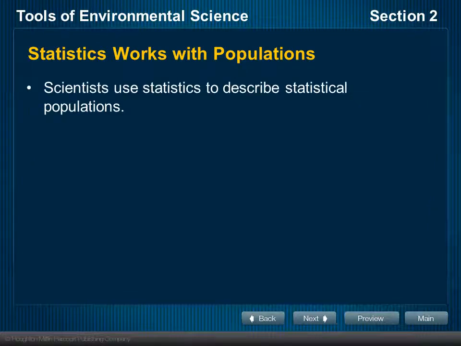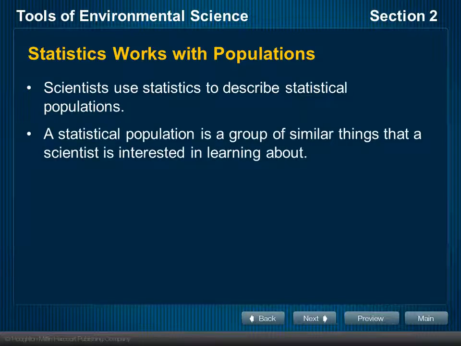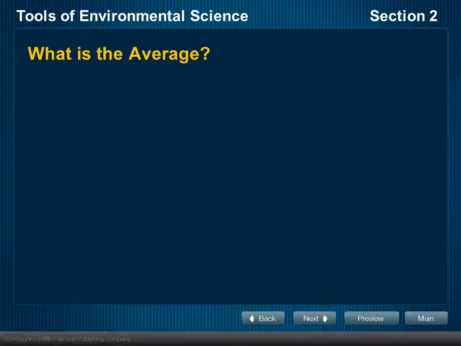And what scientists do is use stats to describe populations. We call these statistical populations. It's a group of similar things that a scientist is interested in learning about. So they're not going to apply statistics to a bunch of disconnected things. When they apply statistics to something, the data is all connected, and so that's called a population to reference the fact that it's all connected.